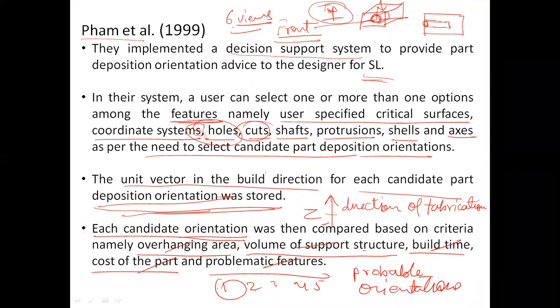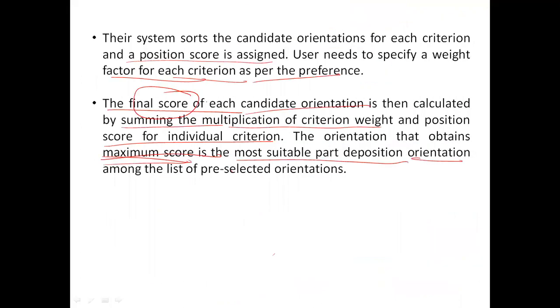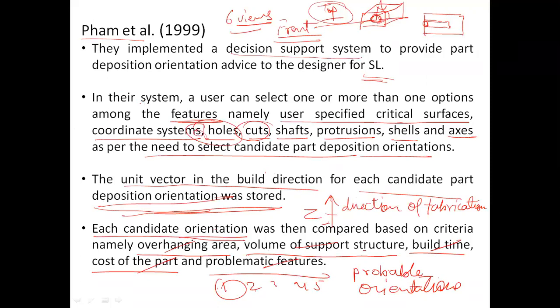This algorithm in itself took a very long time to compute, because it had a lot of criteria to be satisfied and the number of probable options was huge. The number of calculations needed to come up with the final score was large. And there was a very good chance that some of the surfaces may be missed out if you do not have a proper orientation.